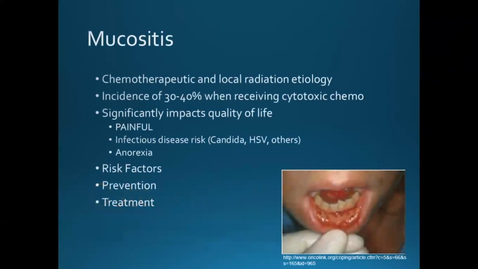Mucositis is one of the real painful pain syndromes associated with cancer. We'll do all kinds of weird stuff like swish and swallow magic potions and mouthwashes, and we'll even use morphine swish and spit for things like this. Just know that it's basically oral mucosa or other mucosa breakdown, usually from the drug.